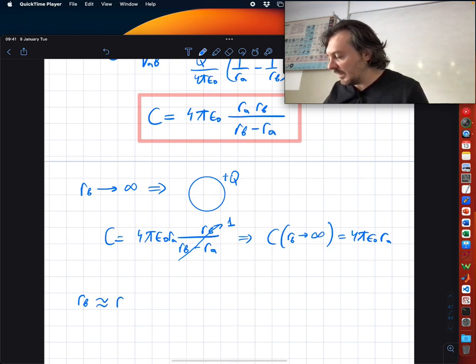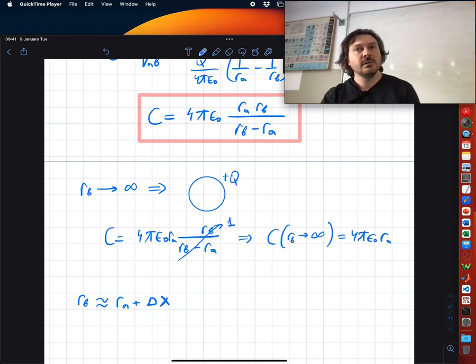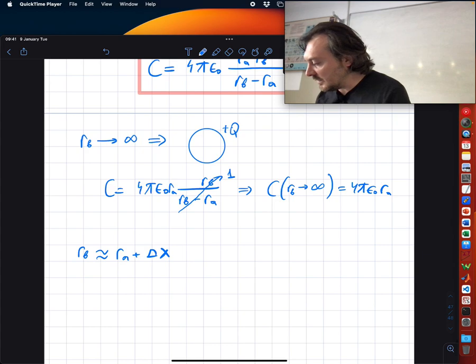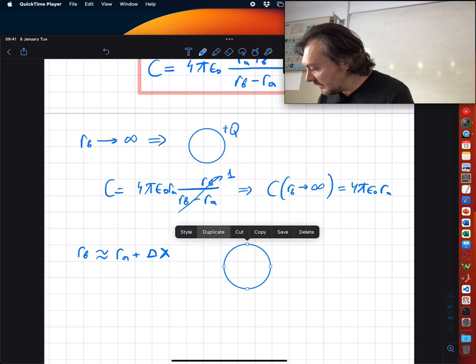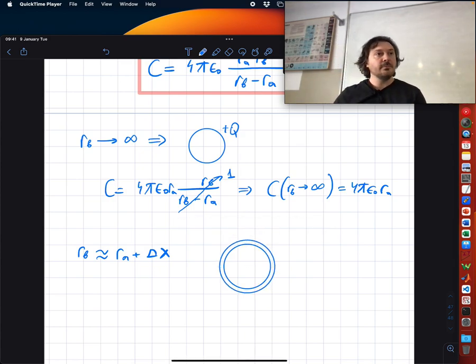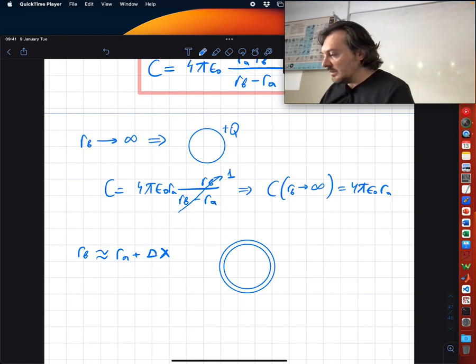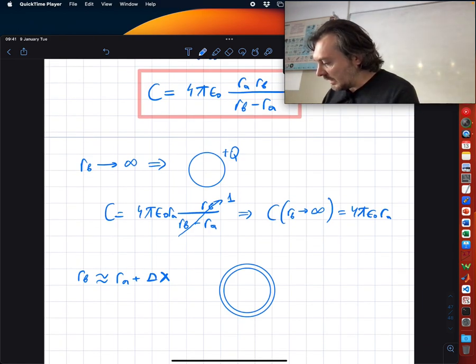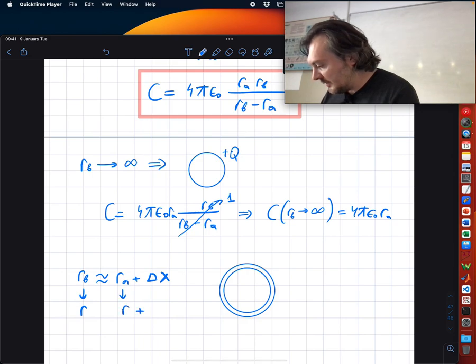Let me just say RA plus delta X. Okay? So your spherical capacitor is like a sphere of radius RA and another sphere that has a very similar radius, something like this. Are you following? Then our expression becomes, so I will just call this one R, just simply R, and this one R plus delta X.